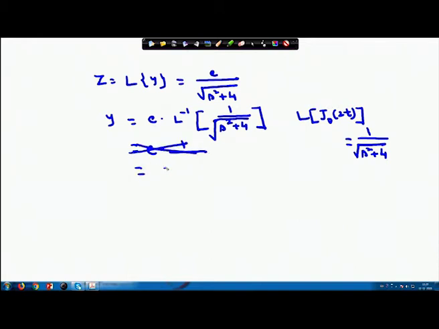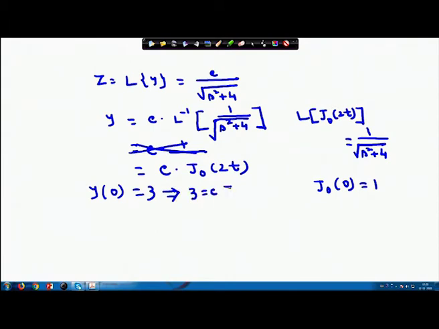So, this is equal to c into J0(2t). What is the solution that is coming now? Y equals c into J0(2t). Now, it is given that y(0) is 3 at t equals 0, and we also know J0(0) equals 1. So, you are obtaining 3 equals c J0(0), and so 3 equals c. So, your solution becomes 3 into J0(2t).